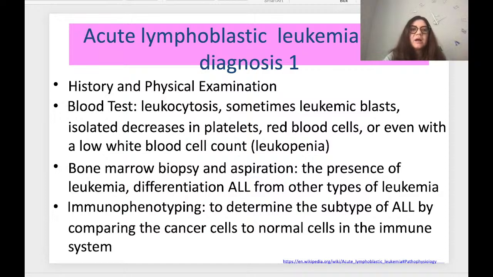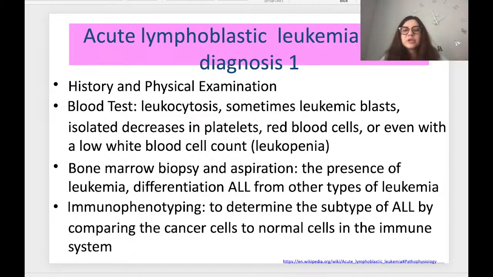Diagnosis. It is history and physical examination too. In a blood test, we find leukocytosis, but here it is due to lymphoblasts. There are isolated decreases in platelets and red blood cells, and even with low white blood cells, it can be leukopenia relative to lymphocytosis. In bone marrow biopsy and aspiration, we confirm the presence of leukemia and differentiate acute lymphoblastic leukemia from the other types of leukemia. We find a lot of lymphoblasts.